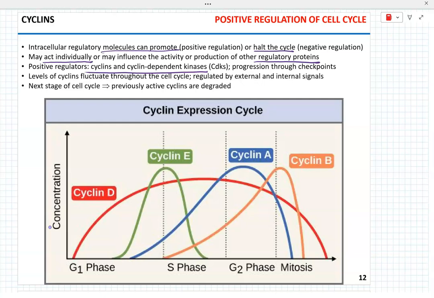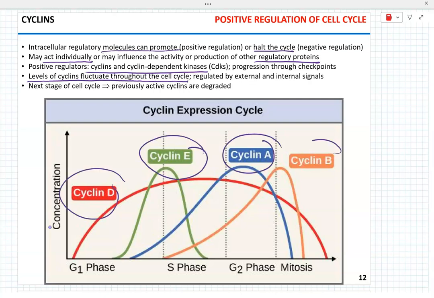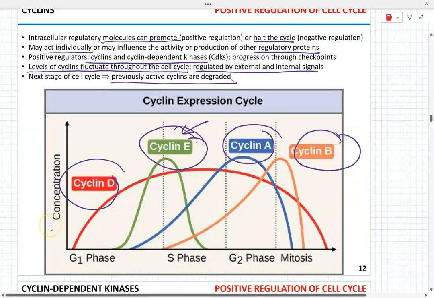The levels of cyclins change throughout the cell cycle, as you can see from that graph. The levels of these proteins are regulated by external or internal signals. Interestingly enough, look at cyclin E, which is active between G1 and S phase. When the cell moves to G2 phase, cyclin E is gone. So cyclins that were active previously were degraded.